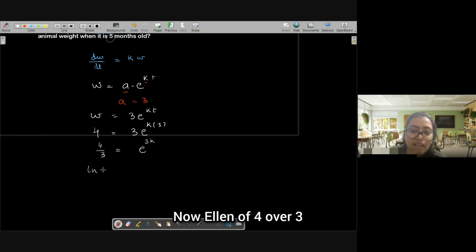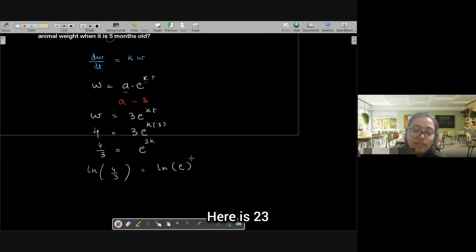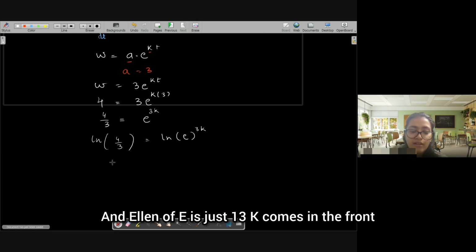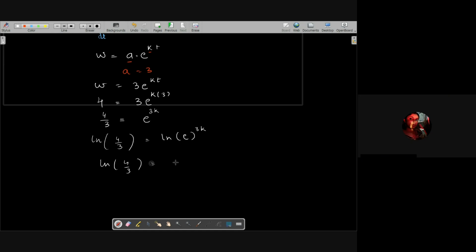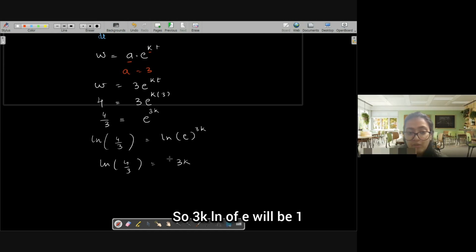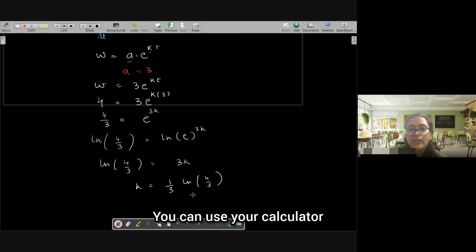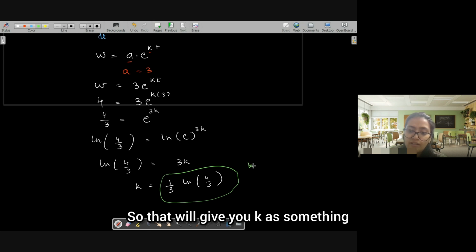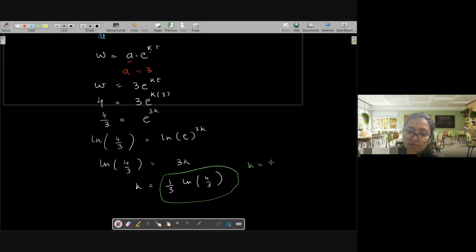Now ln of 4 over 3 equals ln of e raised to 3k. 3k comes in the front, and ln of e is just 1. So 3k equals ln of 4 over 3, and k will be 1/3 of ln 4 over 3. You can use your calculator to find this value: ln of 4 over 3, and then divide that by 3. That will give you k as 0.0958 something.